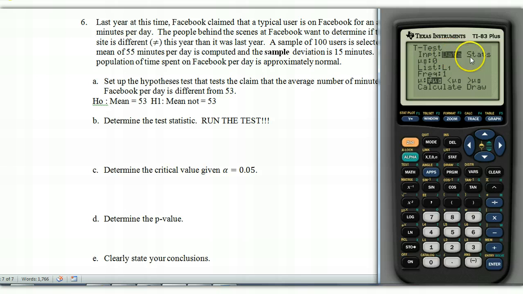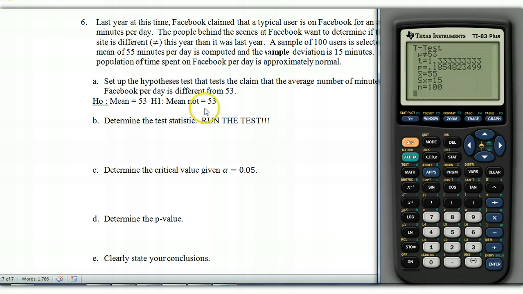Alright, do we have data or stats? We have stats. What's the claim mean? The claim mean is 53 minutes, what it used to be. What's our sample mean? Our sample mean is 55 minutes. Our sample deviation is 15 minutes per day. And our sample size was 100 users. This is a two-tailed test, or a not equal is your alternate hypothesis. So that's this one, and now we tell it to calculate.